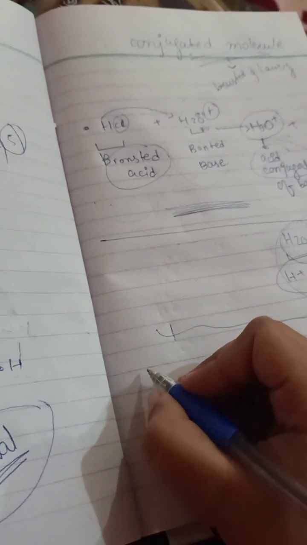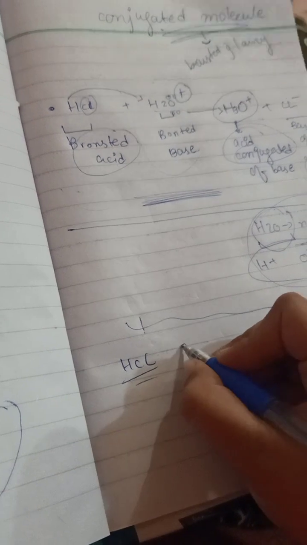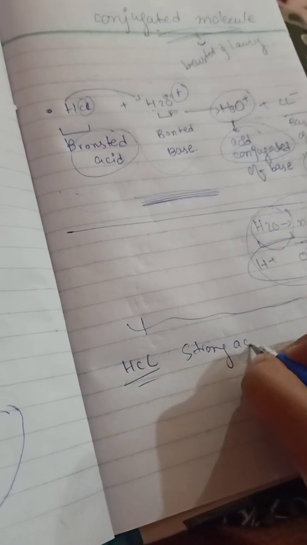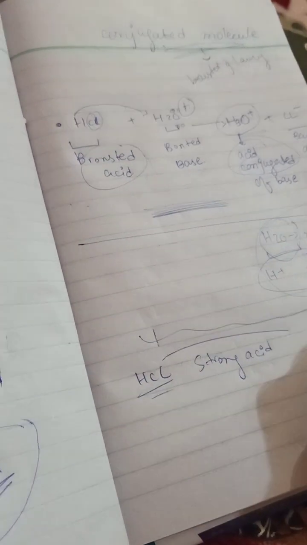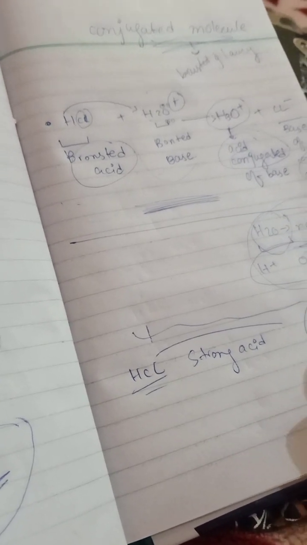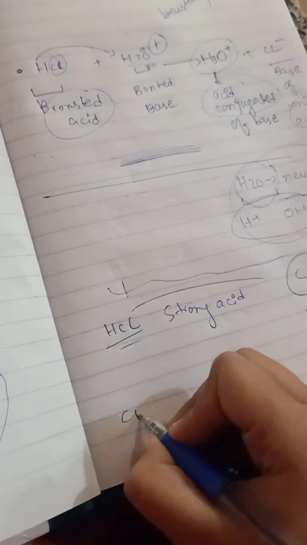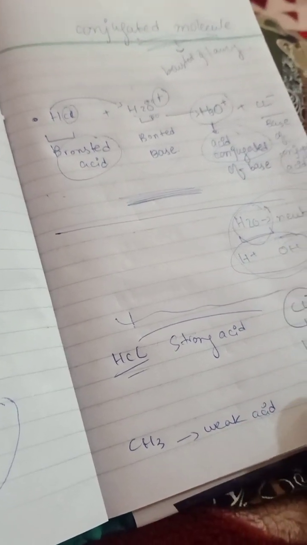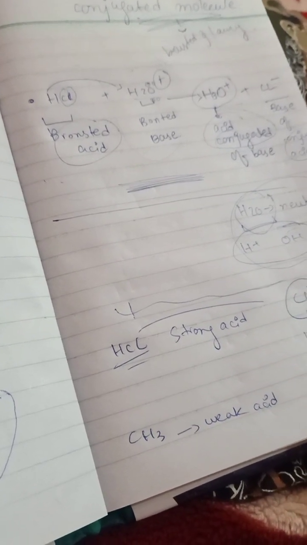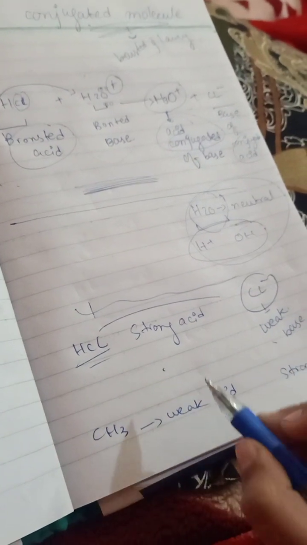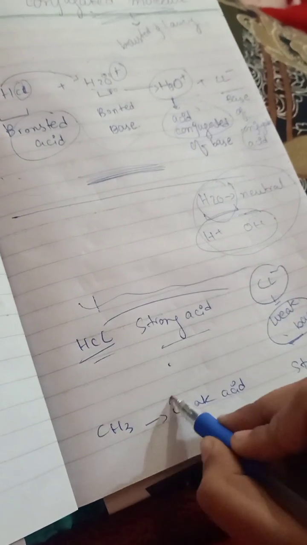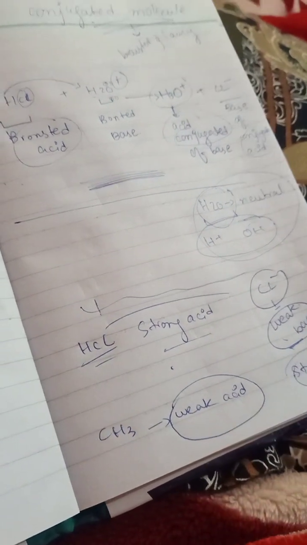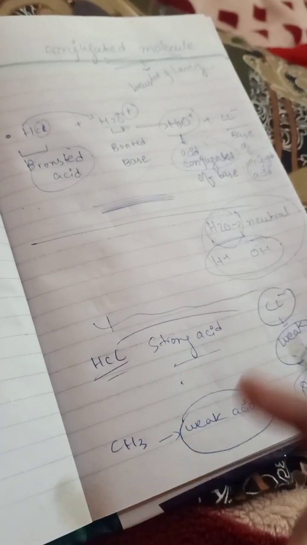For example, HCl. HCl is basically a strong acid. It will give the chloride ions, as you all know. So this is the weak base. If we talk about CH3COOH, this is basically a weak acid, but it will give a strong base. So a strong acid will give a weak base, and a weak acid will give a strong base. This is the opposite.